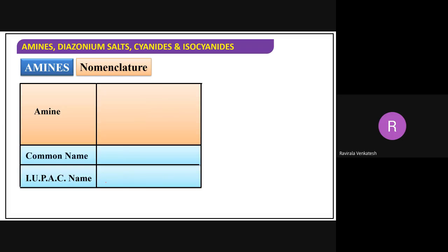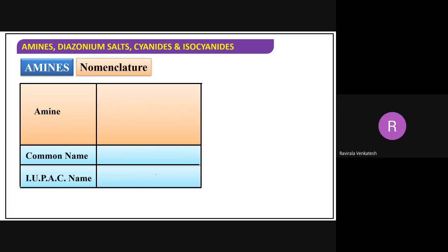What about the next one? This will definitely be N-propylamine, because propyl is the common name and this propyl has a straight chain. Therefore, N for straight chain. N-propylamine, it's a common name. IUPAC name, anybody? Propanamine. Very good. One more thing here, one amine also we have to use.